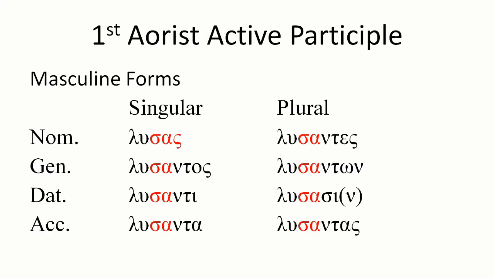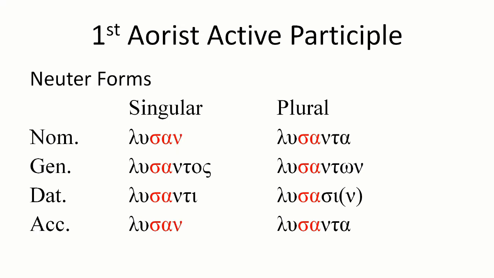Lusas. Then genitive singular gets a stem change. So you have lusantos, again, sigma at the end of the stem, alpha instead of the omicron there in the connector. But the ending, notice omicron sigma is the same as the present. Dative singular lusanti, accusative singular lusanta. Plurals, nominative plural lusantes, then genitive lusanton, omega nu. Lusasi, or lusasin in the dative plural, and accusative lusantas. Sigma at the end of the stem in all of these, and alphas going through there with that connector vowel.